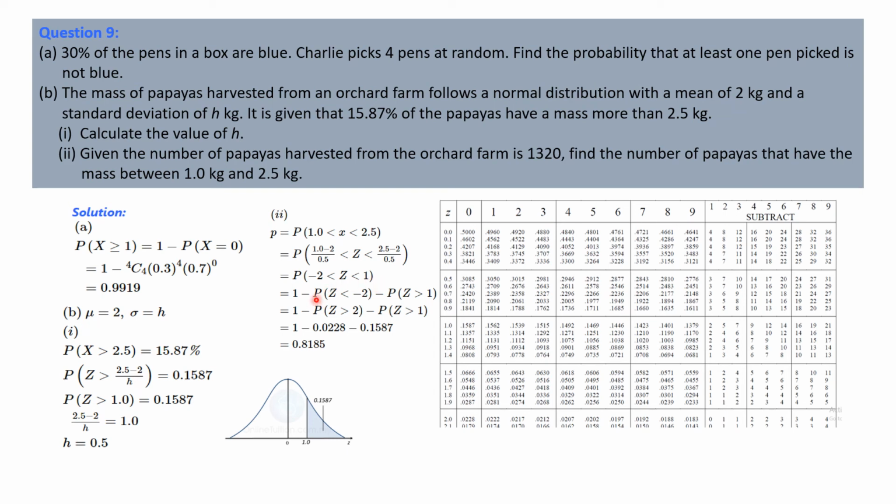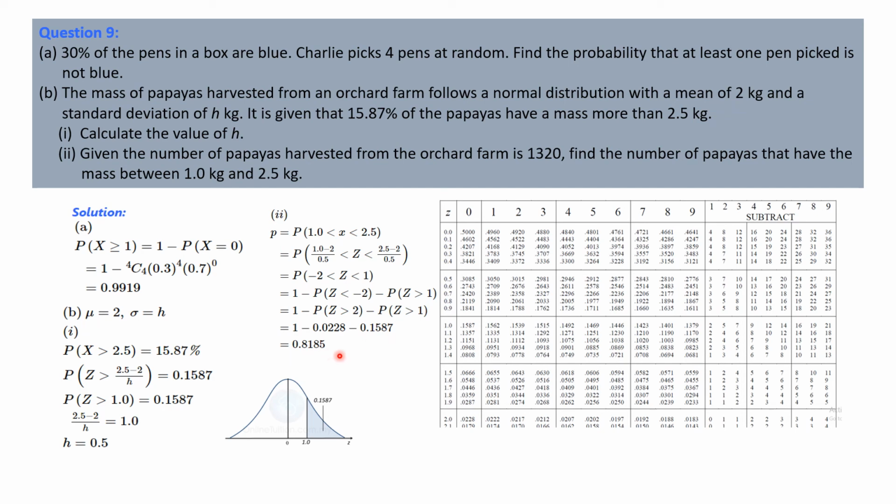So again, we use 1 minus probability for z less than -2 and minus probability for z greater than 1. So for probability z greater than 2, refer to the table. When z equals 2, the value is 0.0228. And when z is greater than 1, we have a value of 0.1587. So we use 1 minus 0.0228 minus 0.1587. You will have 0.8185.